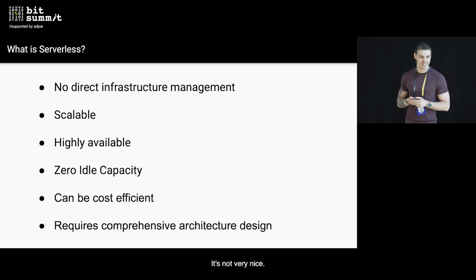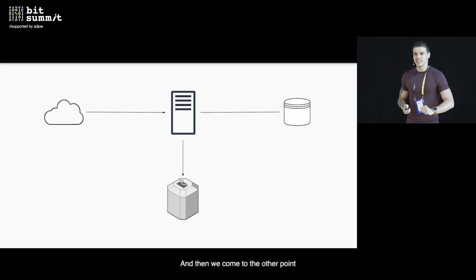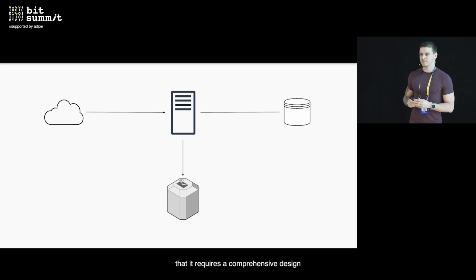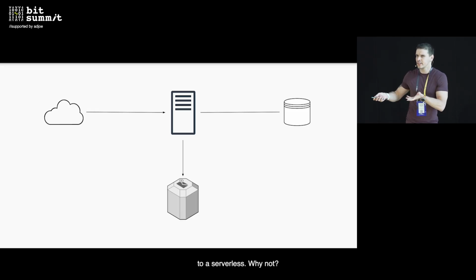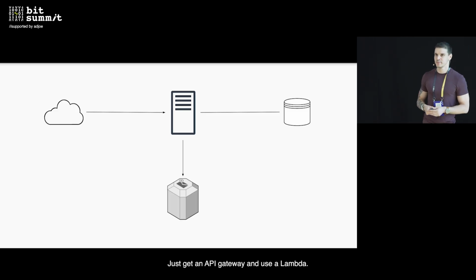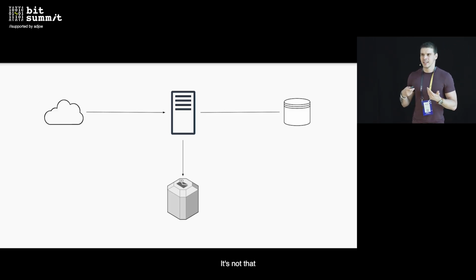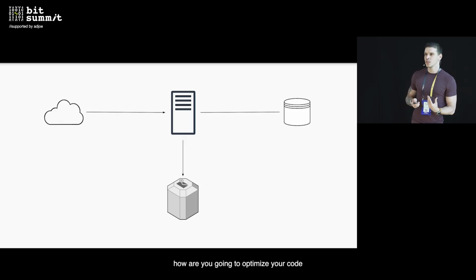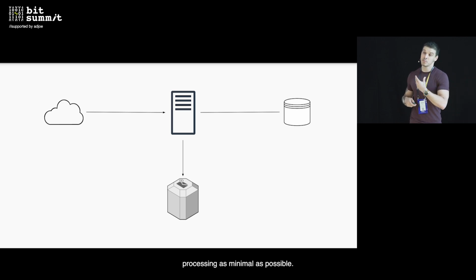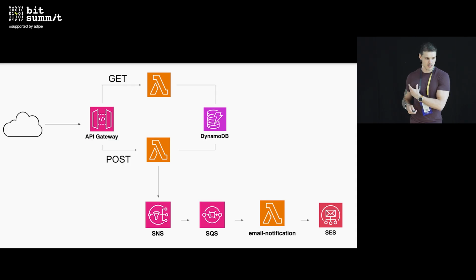It's not very nice. And then we come to the other point, that it requires a comprehensive design. Because you cannot just say, oh, I'm just going to convert my API to serverless. Why not? It's easy, right? You just get an API Gateway and use a Lambda. Just one Lambda to do everything. It's not that, because you need to think about how you're going to optimize your code so your service is not over-processing things, because you want to keep the processing as minimal as possible.